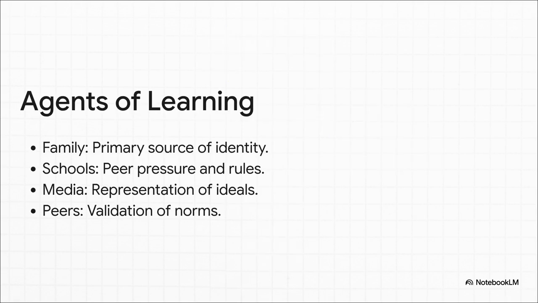So the crucial point here is that gender socialization is driven by 4 main agents of learning, and they work around the clock through constant imitation and reinforcement. When a kid imitates a gender-appropriate behavior, they get rewarded. When they don't, they get corrected. First up is family. That's your primary source of identity. It's where you first see how chores are divided, where you get praised for being tough or sweet.